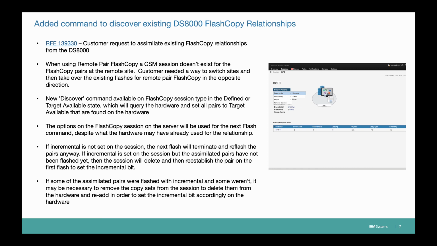Now, obviously, there are some cases where you may get a mixed configuration. In these cases, you might have some that were incremental, some that weren't. And the way the DS8000 works, we may not in CSM be able to remedy that situation. So it may be necessary for you to remove the copy sets from a session and delete them from the hardware so that we can reflash them, or delete the ones that were not flashed with incremental yet, so we can reflash them with incremental. There are some of those cases, but hopefully if you're managing this feature correctly, you won't hit any of that.